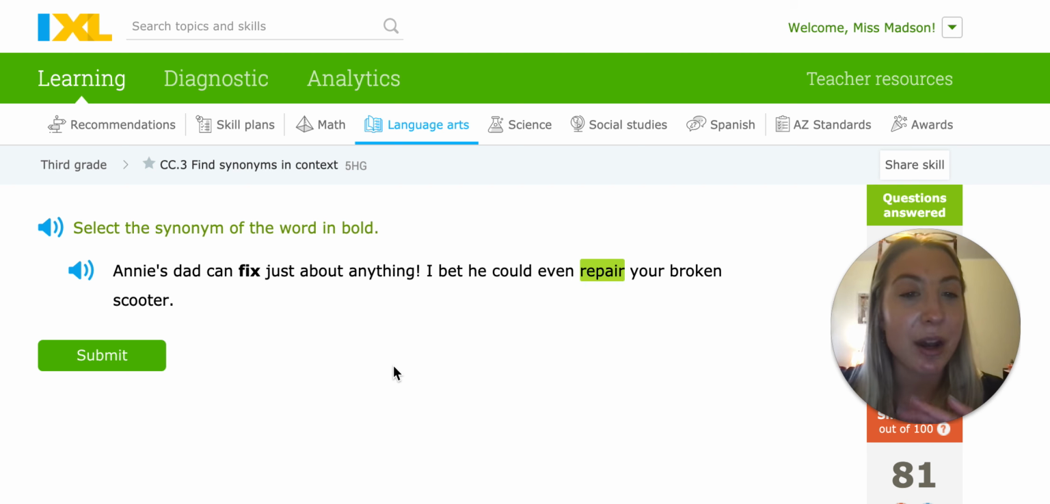So take your time, and while you're going through the standards, switch out the two words that you have, switch them out when you read it, see if the sentence still makes sense.